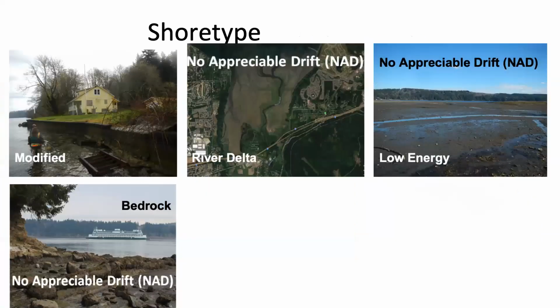And then moving on, we have modified shorelines, those that have been reshaped and often do have armor. River delta, which is NAD, or no appreciable drift, low energy, and bedrock. So the checklist also includes localized features, to keep an eye on some of those local things. Segments and small characteristics that are worth noting that may impact a design, things like glacial erratics, unique geometries, hummocks, wood accumulations, things like that.